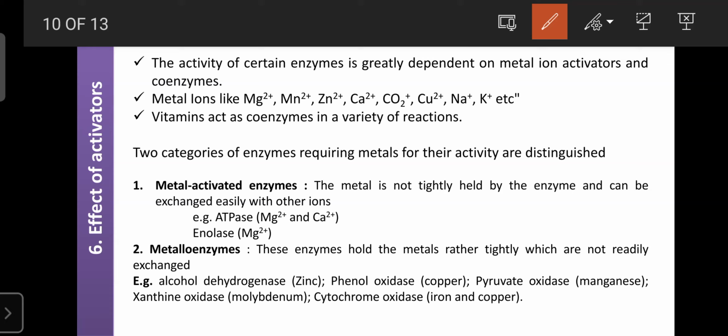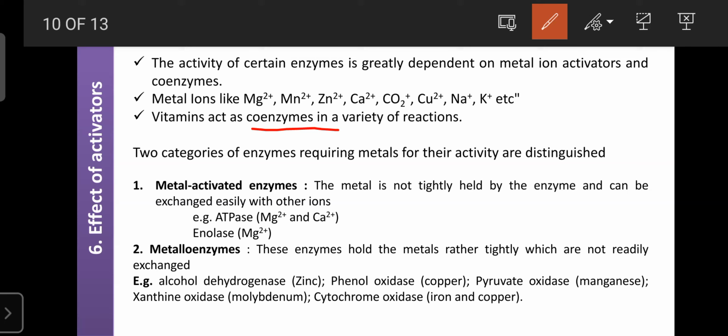Okay, and certain coenzymes like FMN, FAD, NAD. These are vitamins. Certain enzymes also depend upon the coenzyme. If the amount of coenzyme is decreasing, the enzyme activity decreases. If the coenzyme is increasing, the enzyme activity is increasing. It is similar to the metal ions. If the metal ions are available, the biochemical reactions increase. If they decrease, the biochemical reactions also decrease.